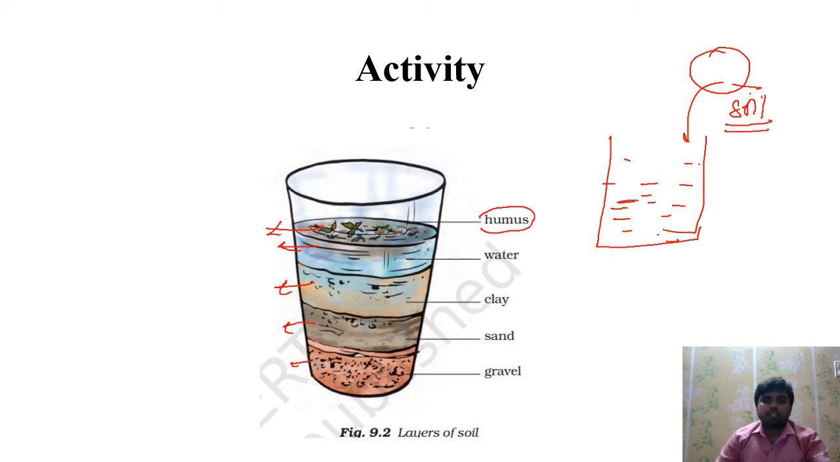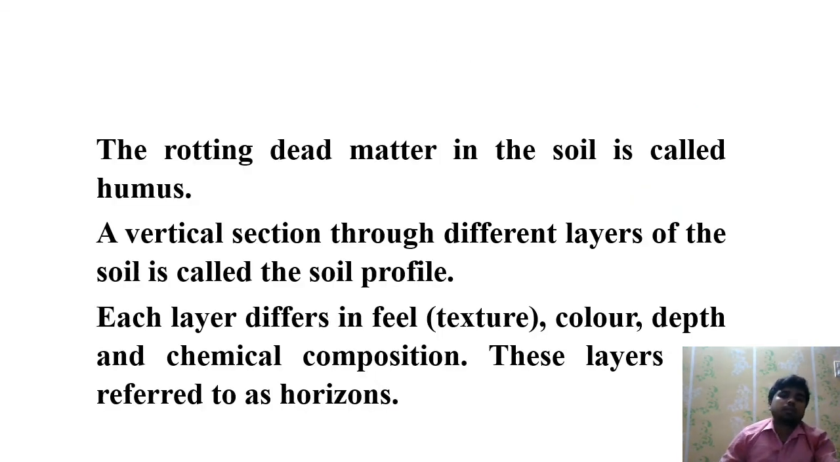So the lighter particle is humus. Okay, then we can see the water, then there is clay, then there is sand, and at the last, at the bottom of the glass, there is gravel. Okay, so we can say that the soil contains different materials based on density also. So the lighter one is humus and the dense one is gravel. Okay, now students, see the rotten dead matter in the soil. The rotten dead matter in the soil is called humus.